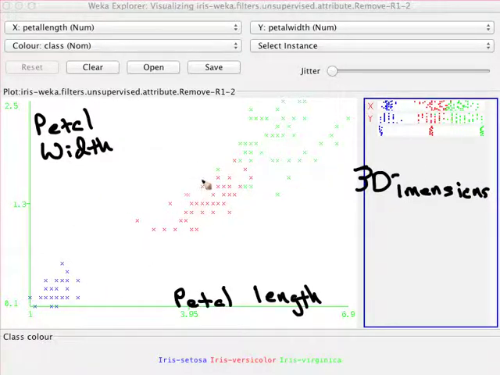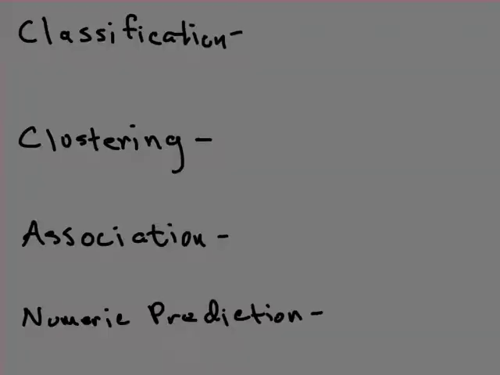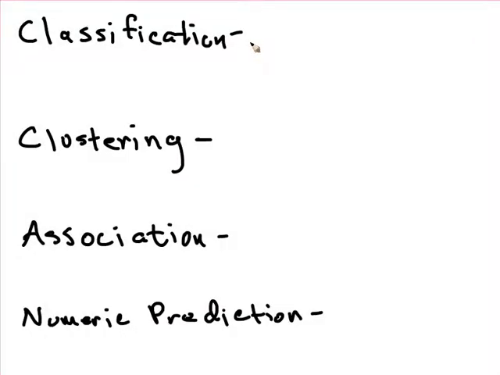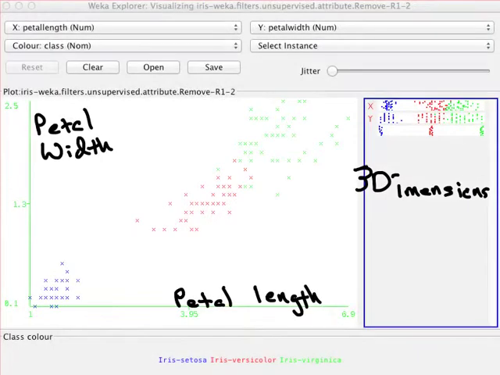The purpose of this is to show us the difference between the 4 main approaches in data mining. Those 4 approaches are classification, clustering, association, and numeric prediction. This is meant to give us a big picture overview, with actual data, of what the difference between these things is.